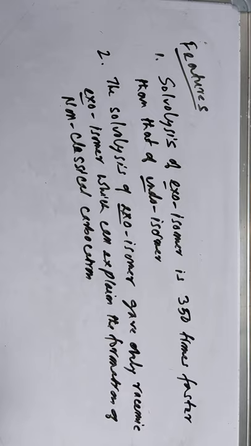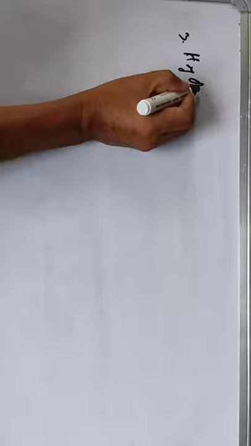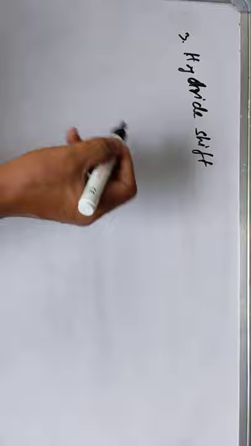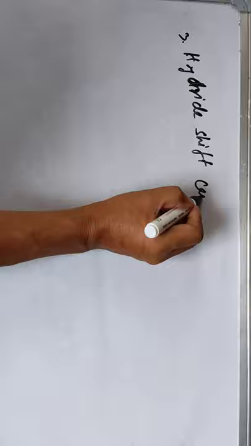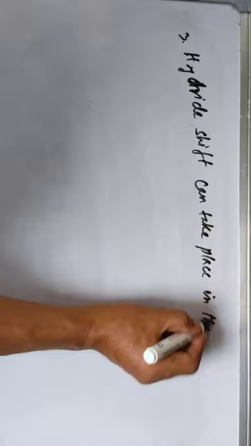Okay, third one is that a hydride shift can take place between carbons 2 and 6 of the non-classical carbocation here. So I write here, third one, hydride shift can take place between carbon atoms 2 and 6. So in the case of here, 2 and 6, hydride shift can take place in the non-classical carbocation.